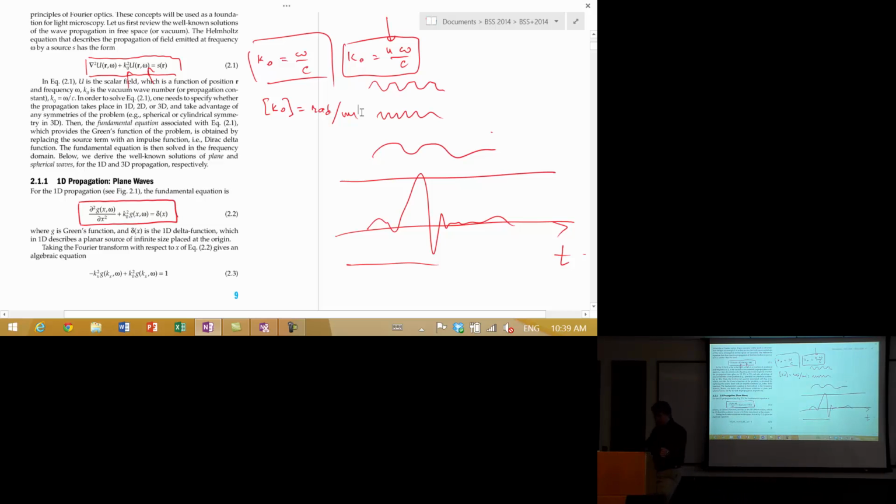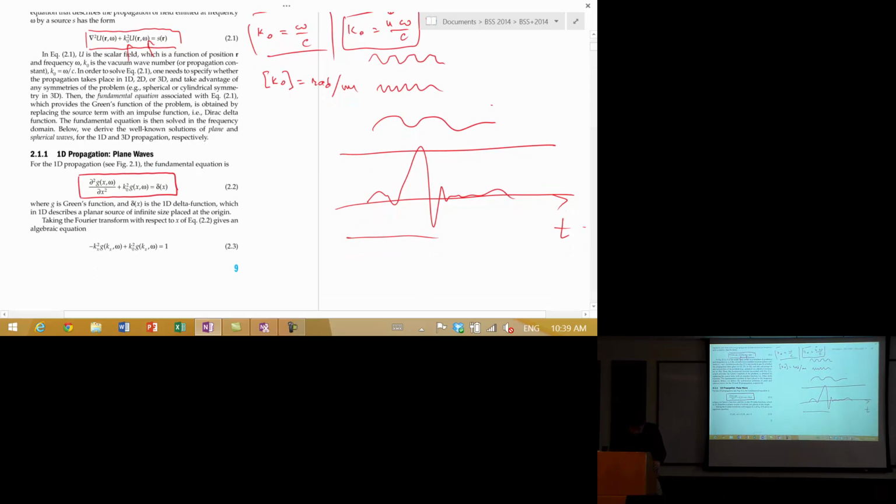But to understand the meaning of K naught, what it tells you, we can do a very simple thing from this equation, and then we are going to move on with our lives.